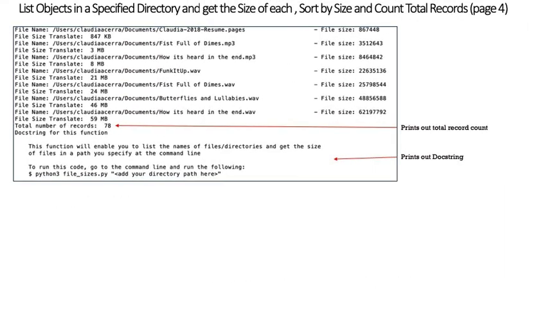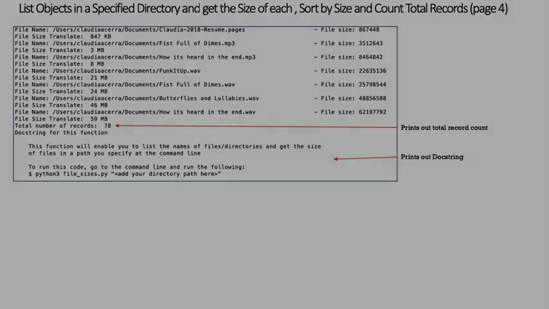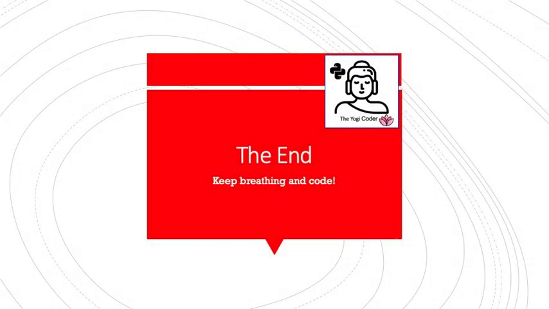And here is just another view of the output. I just wanted to show you that we did indeed count the total number of records, which equals 78 in this particular case. And finally, we printed out our doc string as the very last thing. All right, so that's the end of our training class on Python lists.